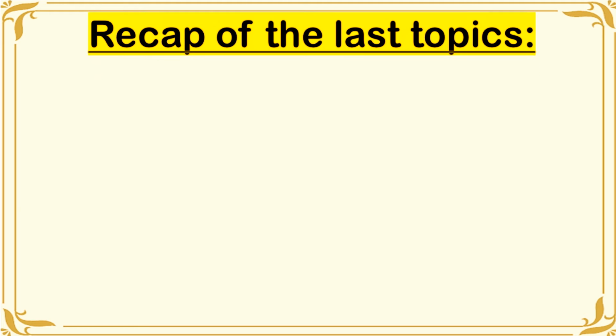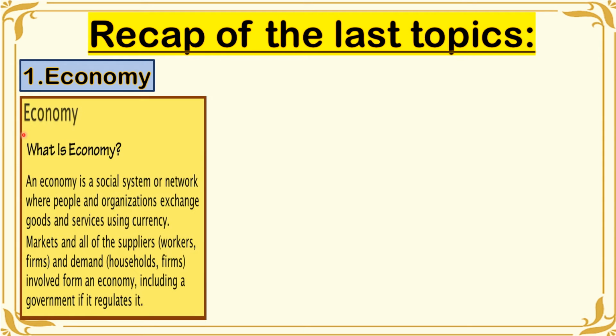So, class, before we proceed with our online learning discussion, let's have a short recap or review of the last topics that we have discussed. Number one, economy. So, what is economy? Economy is a social system or network where people and organizations exchange goods and services using currency. Markets and all of the suppliers, like workers and firms, and demand, households and firms, involved form an economy, including a government if it regulates it. So, economic class is an exchange of goods and services which involves money by producers and consumers.